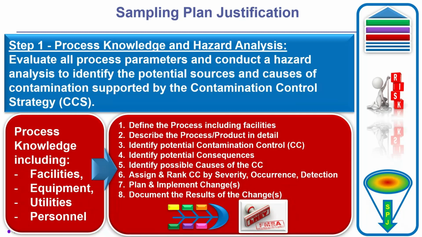First, define the process including the facility that is included. Describe the process and product in detail. Identify the potential contamination control, identify the potential consequences, identify the possible causes of contamination control, assign and rank contamination control by severity, occurrence, and detection, plan and implement the changes, and document the result of the change, using for that the different tools for the risk management approach.